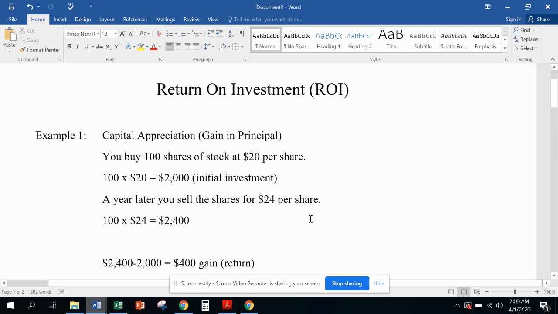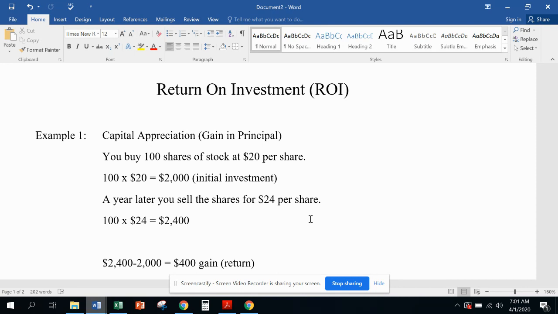Okay, guys, today we're talking about a topic called return on investment, or ROI. This is going to be slightly different than what we're going to learn later, which is return on equity. This is just basically what we put in versus what we made.